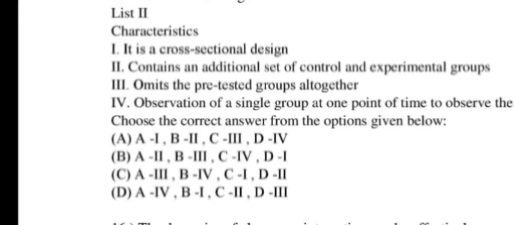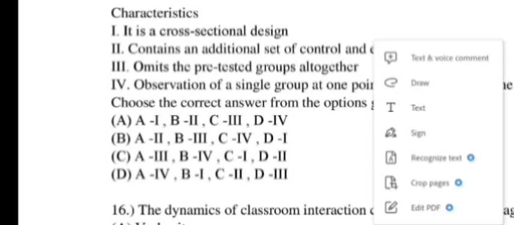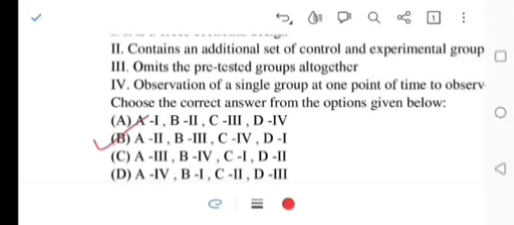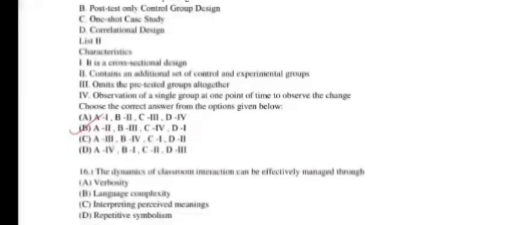Now choose the correct answer from the options given below. A1, B2, C3, D4, A2, B3, C4, D1, A3, B4, C1, D2, A4, B1, C2, D3. It will be A2, B3, C4, D1. That is number B. Number 15 is also finished.